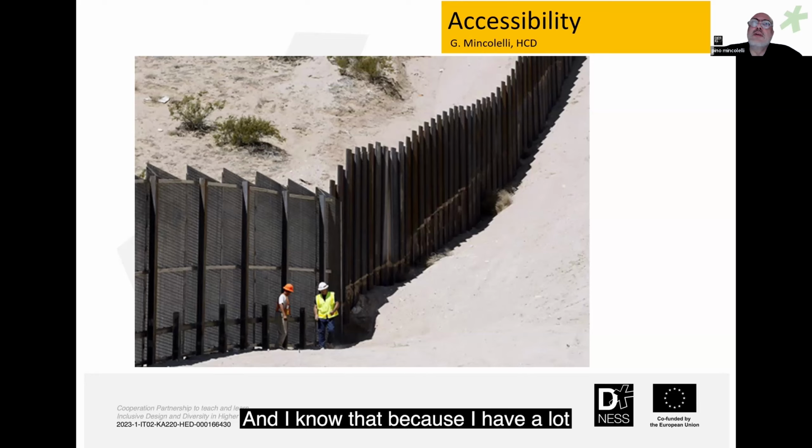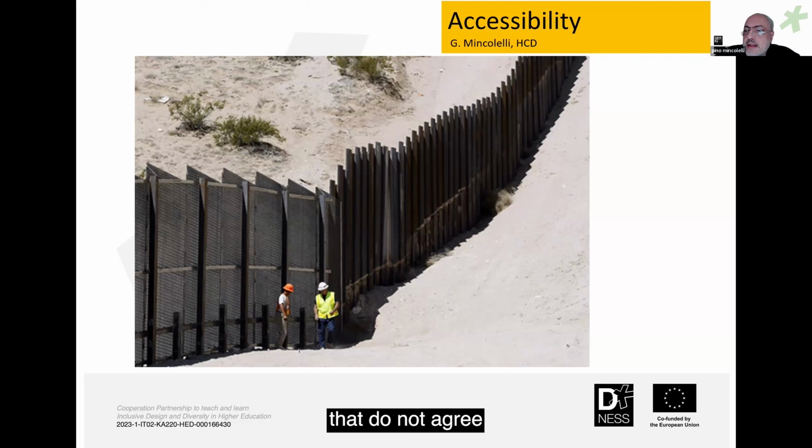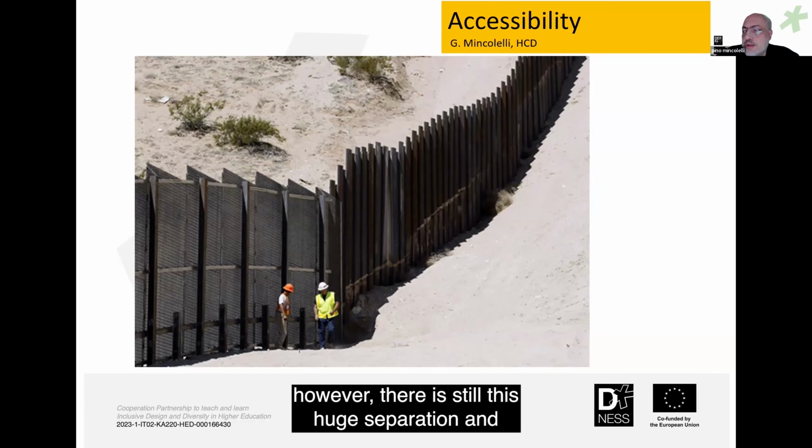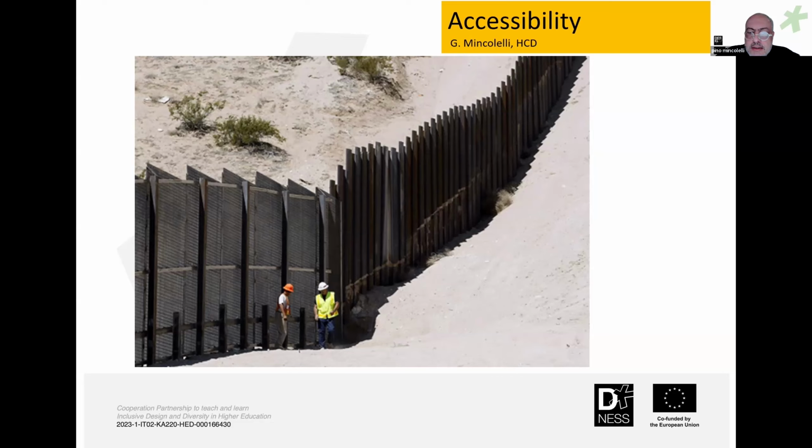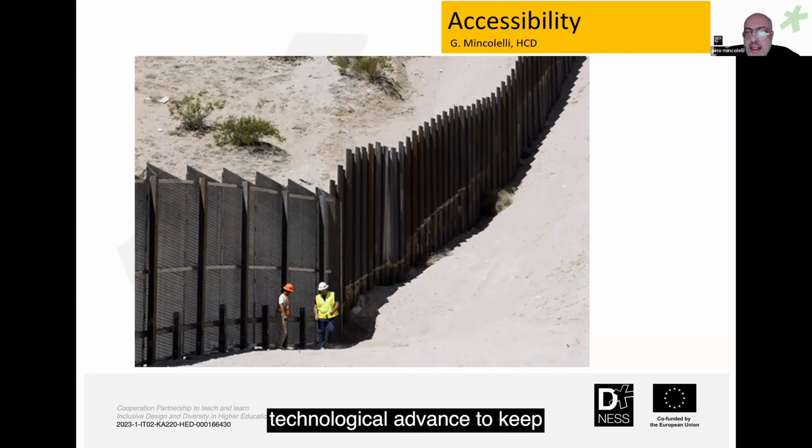And I know, because I have a lot of Palestinian and Israeli friends, that they do not agree with the political choices of their representatives. However, there is this huge separation, and people are using every kind of technological advance to keep it and making it more effective. Exclusion is based on design, even in this case.